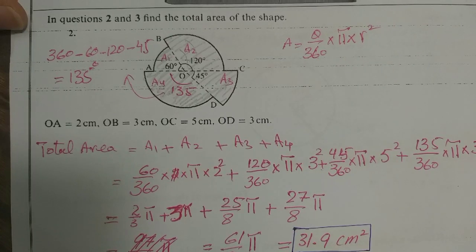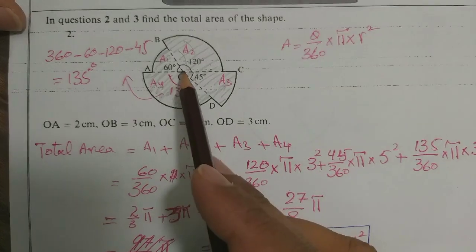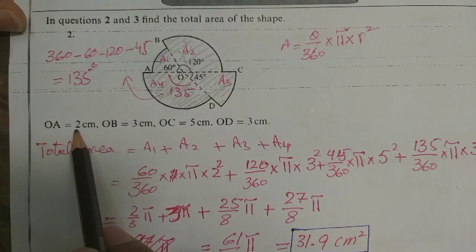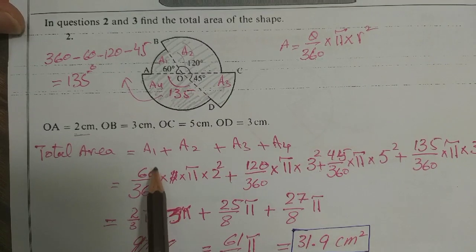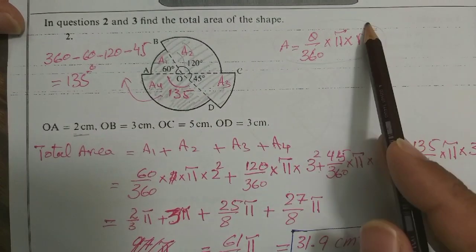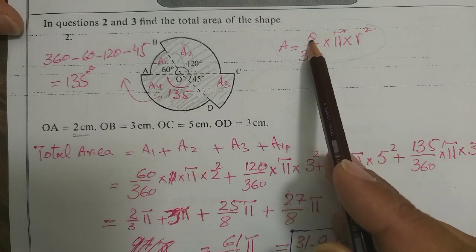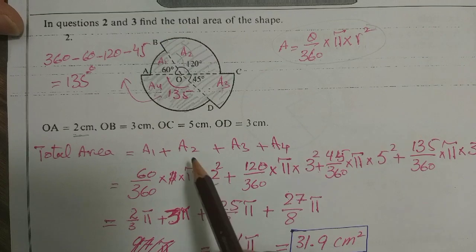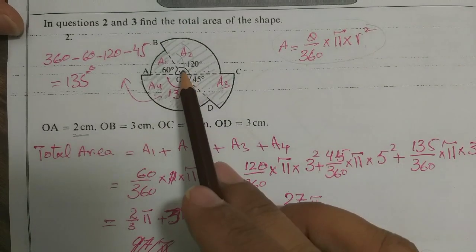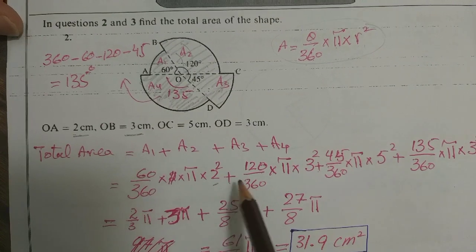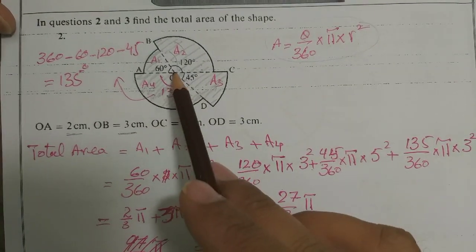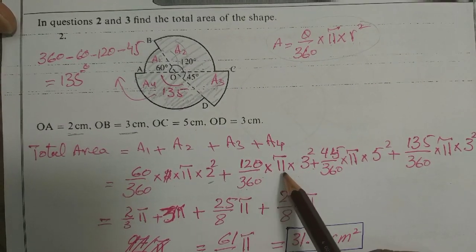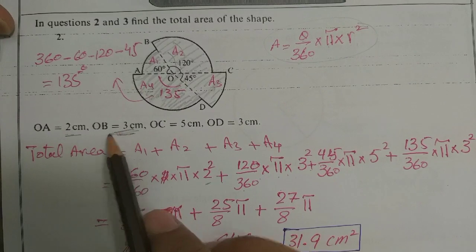Now first of all, area 1, this is the sector, and we are given the radius is 2 centimeter. So this is the radius of 2 centimeter. We substitute in the formula all the information, so the angle is 60, replace 60 over 360 pi times r square, r equals 2. And the same for area 2, we are given the radius from O to B equals 3 centimeter, and the angle given here is 120. So replace theta by 120, over 360 times pi times r equals 3 centimeter.